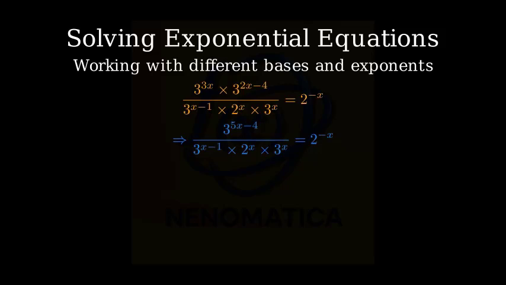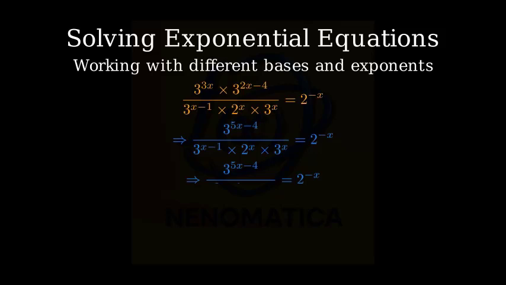Now, let's simplify the denominator. We have 3 raised to the power x minus 1 times 2 raised to the power x times 3 raised to the power x. First, we can combine the terms with base 3. Using the product rule of exponents again, 3 raised to the power x minus 1 times 3 raised to the power x becomes 3 raised to the power x minus 1 plus x, which is 3 raised to the power 2x minus 1. So our equation becomes 3 raised to the power 5x minus 4, divided by 3 raised to the power 2x minus 1 times 2 raised to the power x equals 2 raised to the power -x.